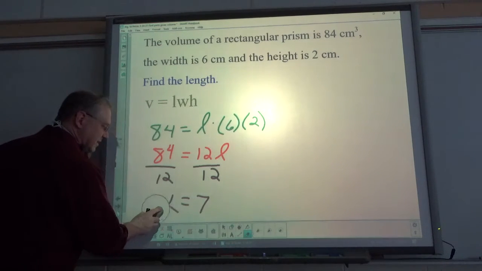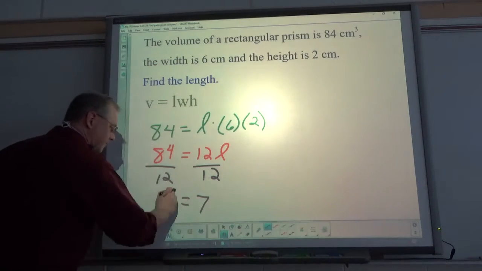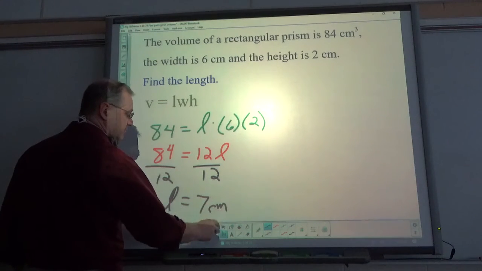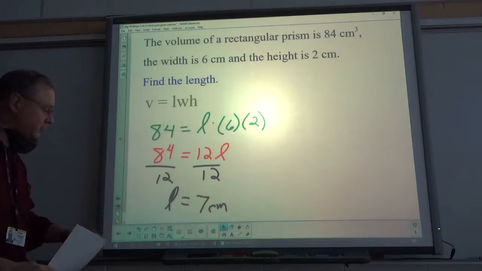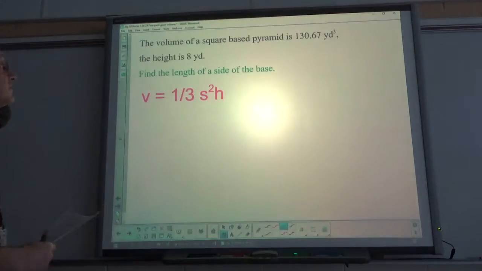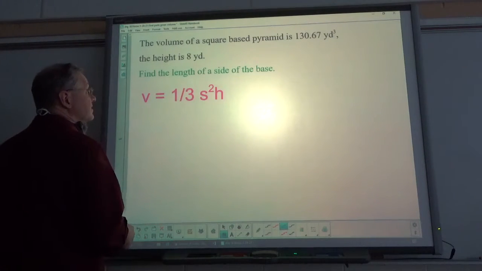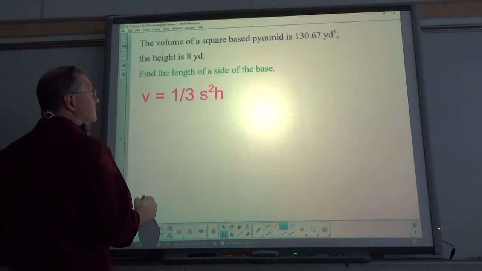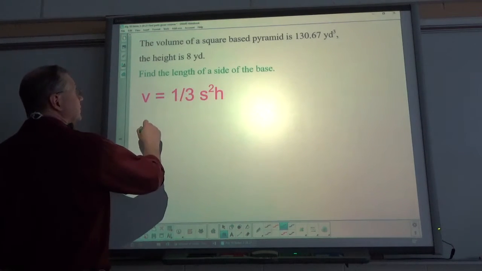I should probably use the same L as I did before. And of course this is 7 centimeters. Make sure you have your unit of measure. Our next one, volume of a square base pyramid is 130.67 yards cubed. The height is 8 yards, find the base.